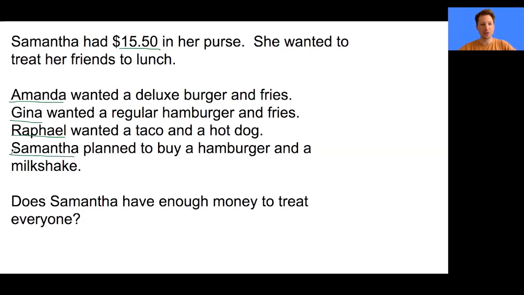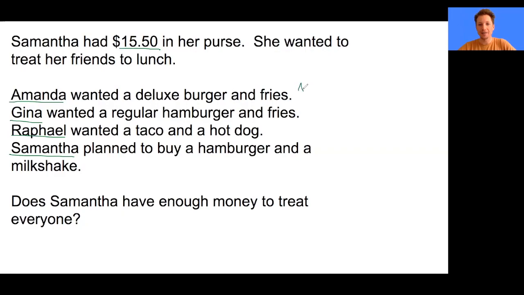So that means that there is a total of 4 people who Samantha wants to pay for, one of them being herself, and she has $15.50. How much she has and if that's going to be enough. So let's do the first step. So that is going to be Amanda, and I'm going to put hers right here.